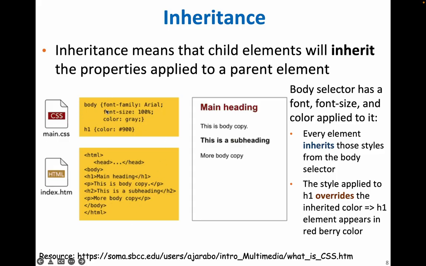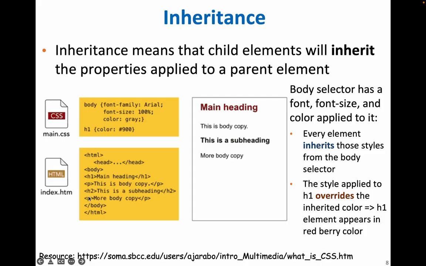Here we have a rule for body. We say that the font family will be Arial, the size will be a percentage, and the color will be gray. The body is actually a very large tag. In a body tag, I might have multiple different tags. And you might want to say that h1 tags should be 900, so the color will be different from the gray.